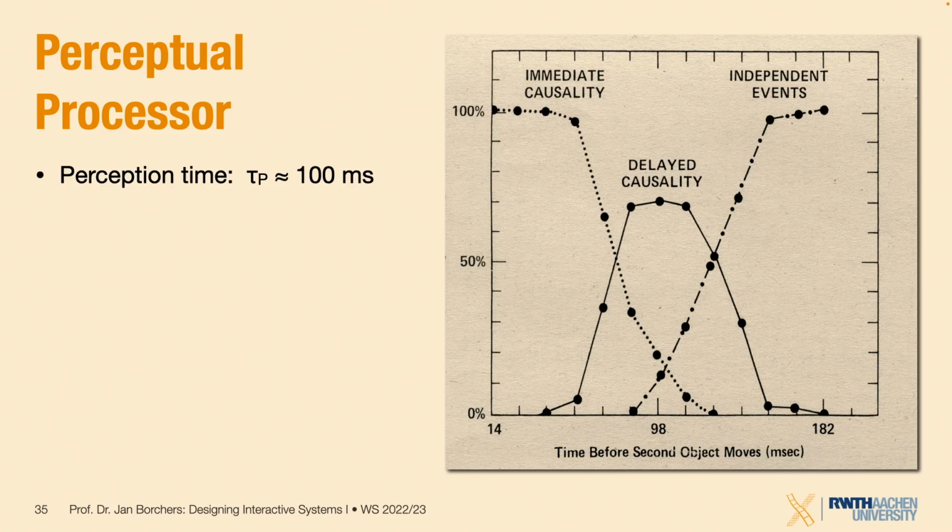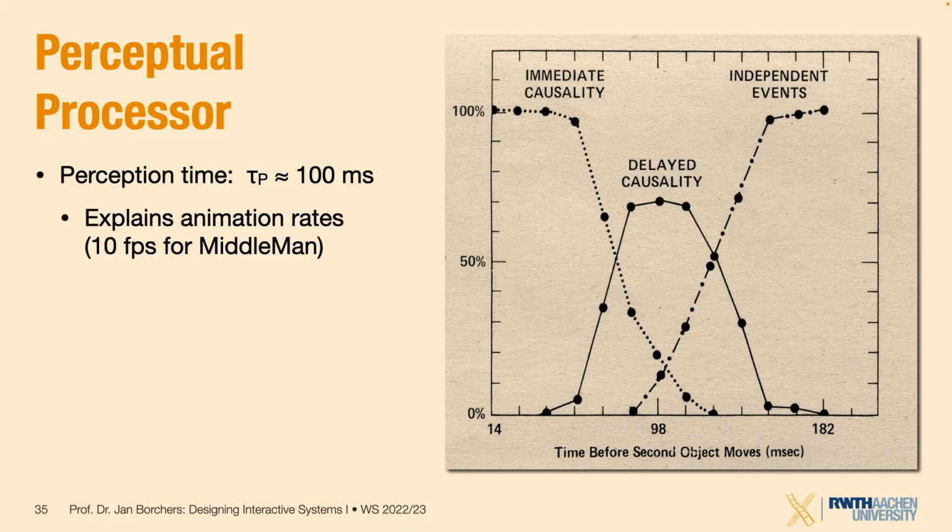So that's why we're kind of overachieving with movie frame rates of 24 or 30 frames a second, where we can be sure that for everybody in the room, it's going to merge into a continuous perception. That explains animation rates, because the middle person, the "middleman" as they call it in the original article, basically has these 10 frames a second, but faster people are going to need a faster frame rate.